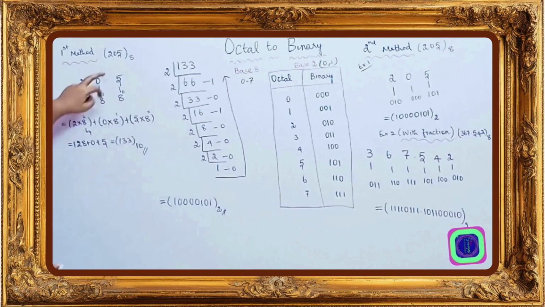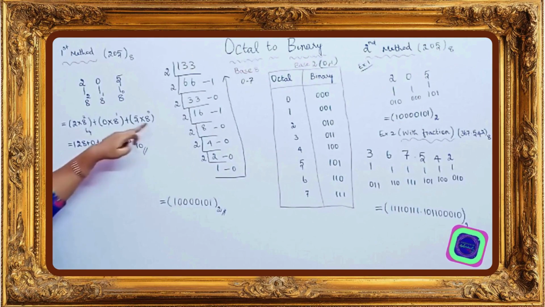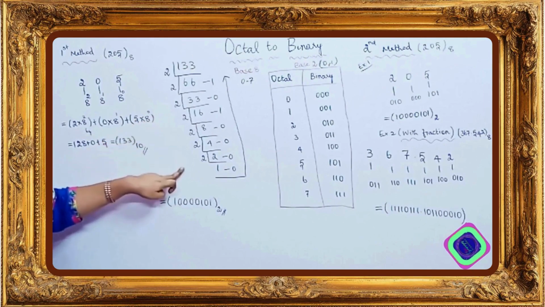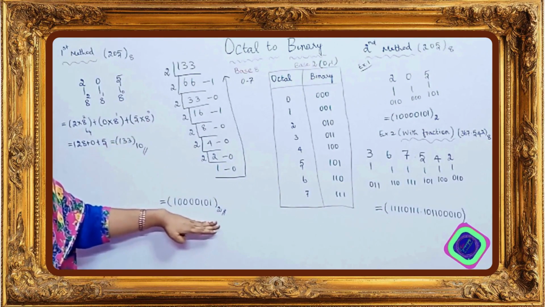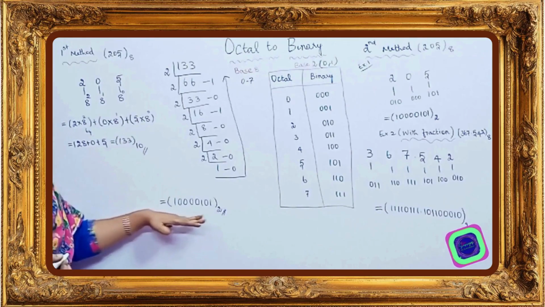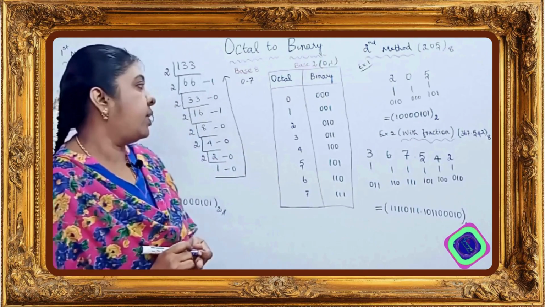So for the example 205 to the base of 8, we had converted it into the decimal system, and from the decimal system we had converted to binary by dividing by 2, and we had reached the final answer like this, which consists of only ones and zeros. This is the first method. Now we have to move on to the second method, a very simple method.